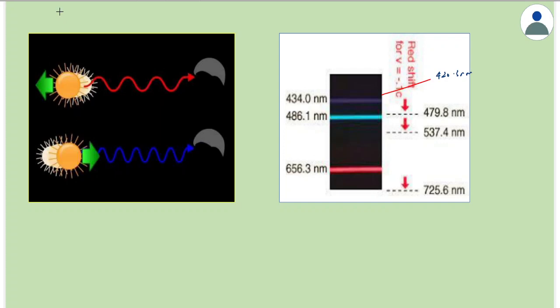One more diagram is given here to make the idea clearer. But the idea is the same. When the object moves towards the observer, what we get is blue shift, and when it moves away, it is called redshift.